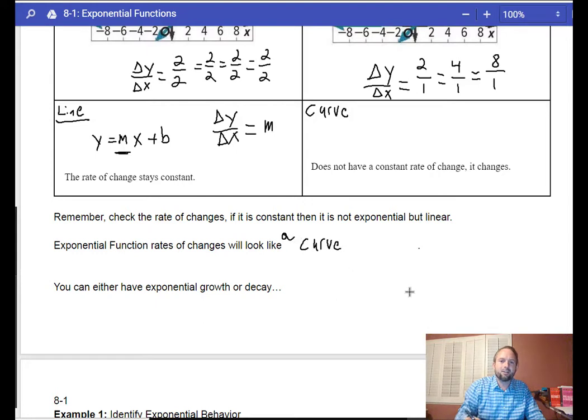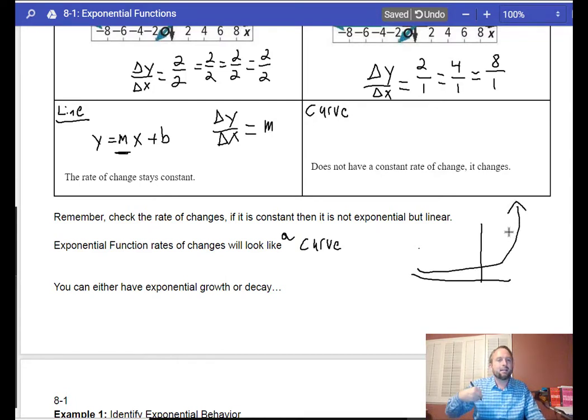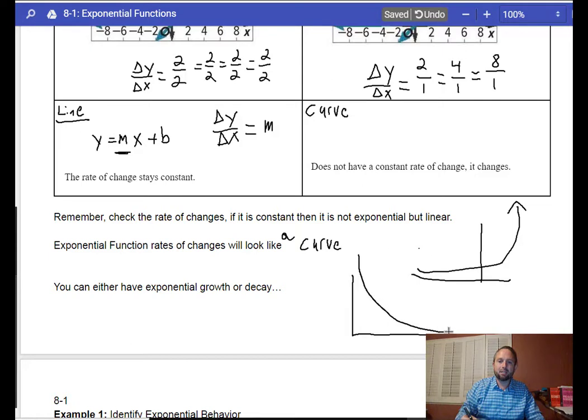That's right, a curve. It could look something like this, where it goes up really, really fast. We see this in disease, like if we study diseases, we see that it grows exponentially. We could also have exponential decay. So if you have something like this, it comes down really fast, and then it gets really, really close to the x-axis, but it will never touch it. Kind of interesting. So we have both exponential growth and decay.